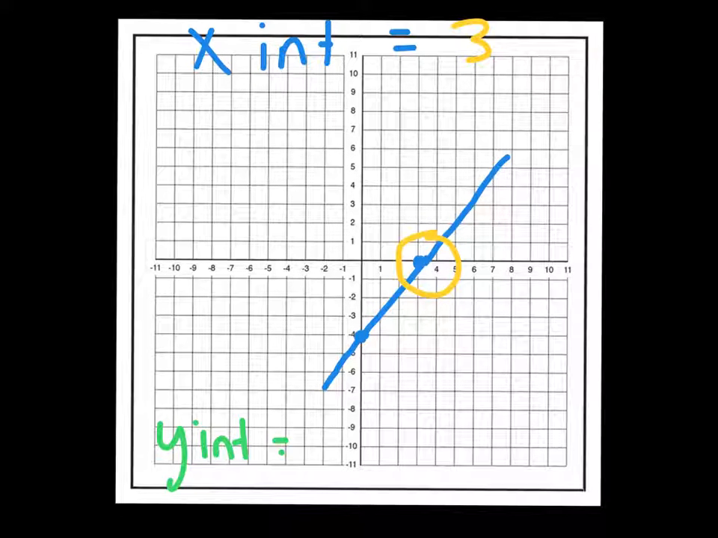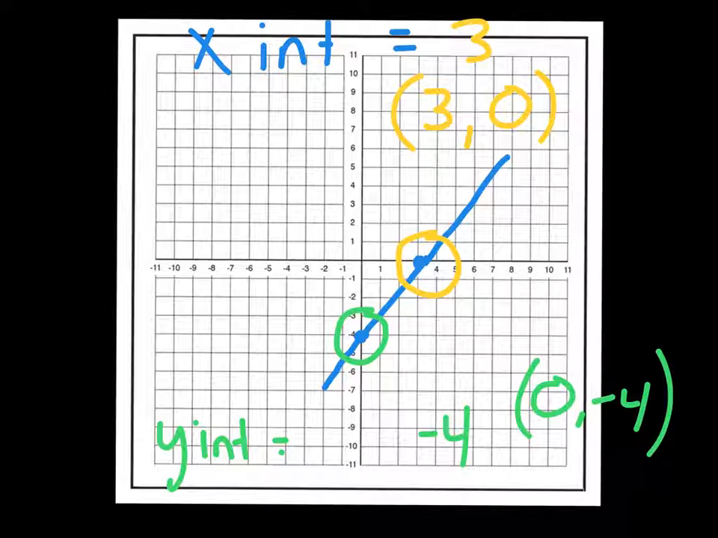So ask yourself this question: what are the coordinates of this point? X is at 3, what is y at? You didn't go up or down any, so y is at 0. Okay, now let's look at our y-intercept down here. It crosses the y-axis at negative 4. Well, what's the x-coordinate? Did you go left or right any? No. And you went down 4, so the coordinate for the y-intercept is (0, negative 4).